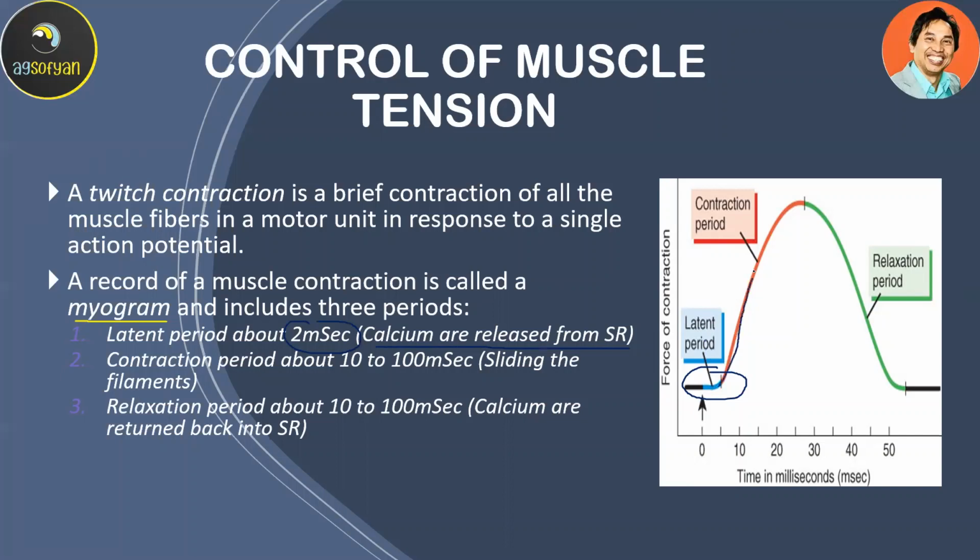And then after that, boom, there is a contraction. This is the contraction when the sliding filaments are actually happening. So when the myosin pulls the actin, causing this contraction period, it usually happens around 10 to 100 milliseconds. And then after that, boom, going down, is this relaxation period. This is happening when the calcium is returned back to the SR, the sarcoplasmic reticulum, and it takes about 10 to 100 milliseconds to perform this. So this is what the contraction looks like in the myogram. This one contraction over here is called the twitch. One twitch of contraction.